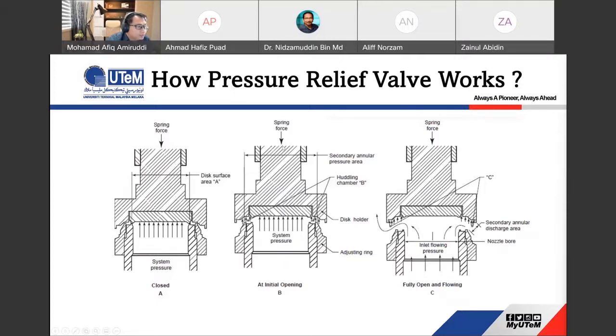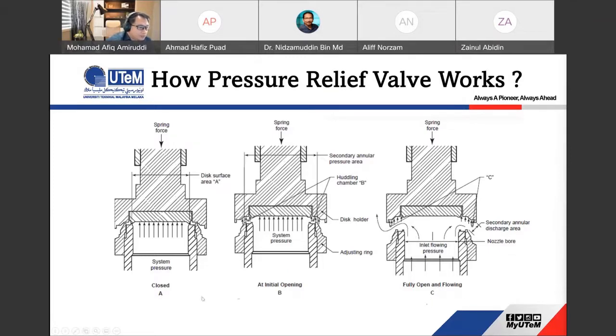The spring force is usually set by the manufacturer, but I think the operator can also adjust it manually, though they have to inform the manufacturer to avoid any misunderstanding between user and manufacturer about the condition. After that, if the system pressure is higher than the spring force, then it's fully open. The inlet flowing pressure will go to the outlet and release the material to the outside.